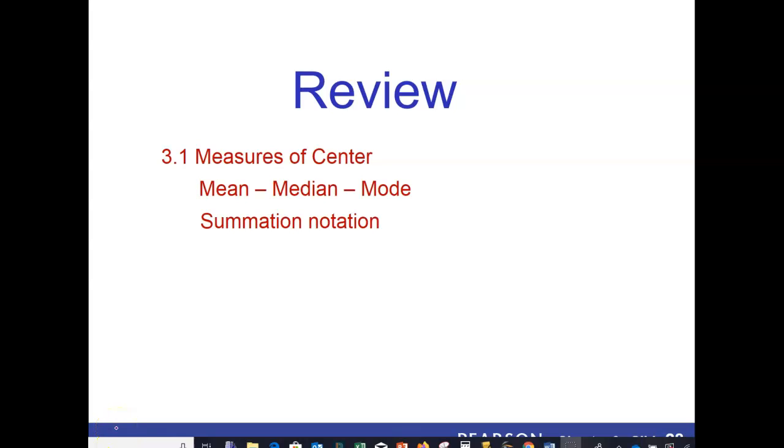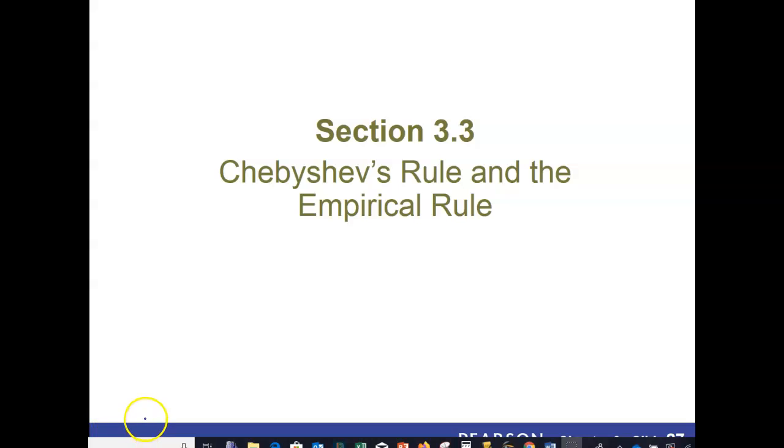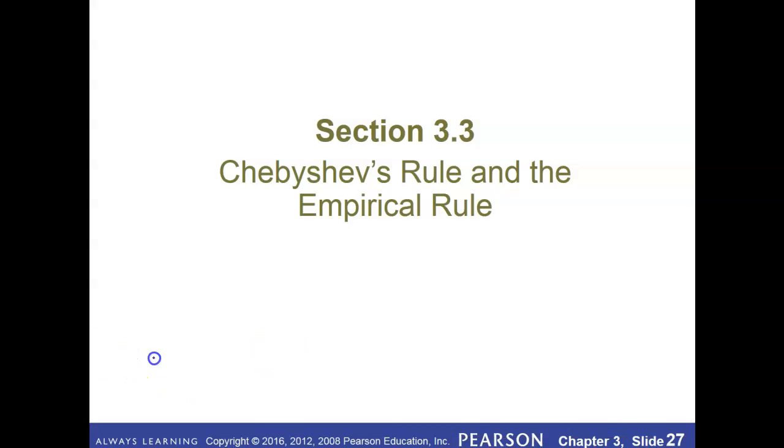All right, so we are going to start today. And so we're going to start 3.3 right now. Assignment number 3 is about Chebyshev's rule and the empirical rule. But before we get there, let's go ahead and review a little bit about where we've already been.